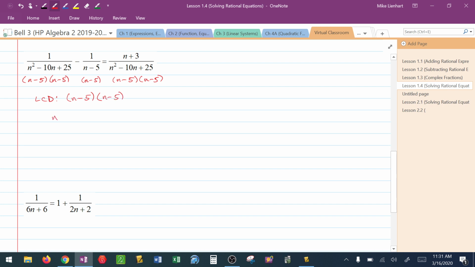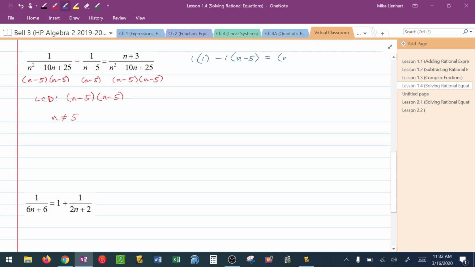All right, which tells me the only restriction here is n cannot be 5. I play the game. I have 1. In the first fraction, what's missing? Nothing. So I multiply it times 1. Second fraction, minus 1. What's missing? Well, in the second one, I have an n minus 5, but I need 2 of them. So I'm missing an n minus 5. Equals.